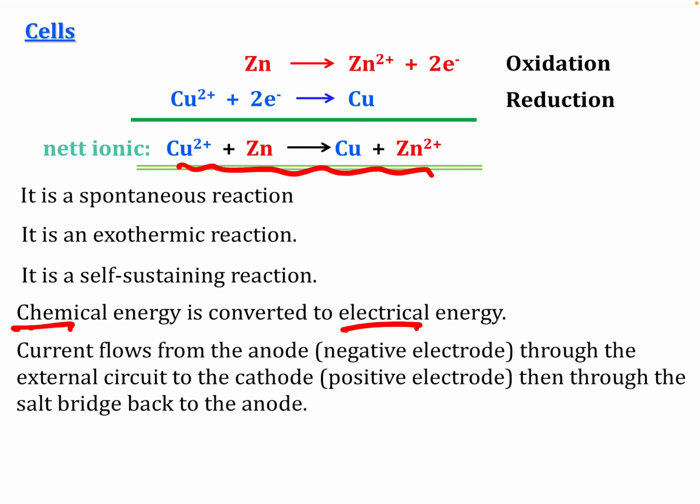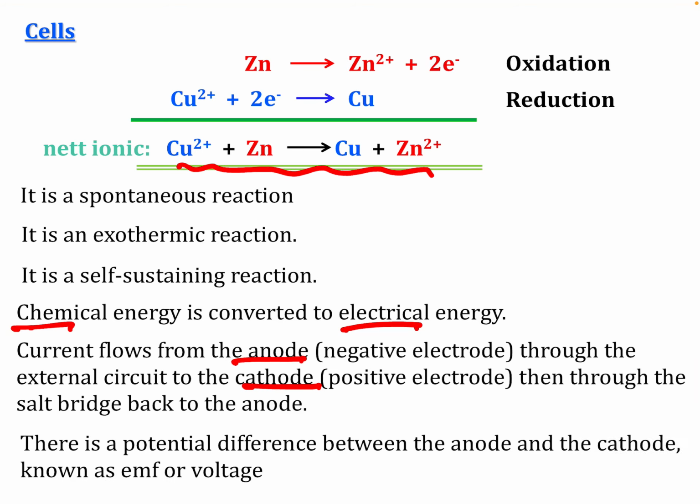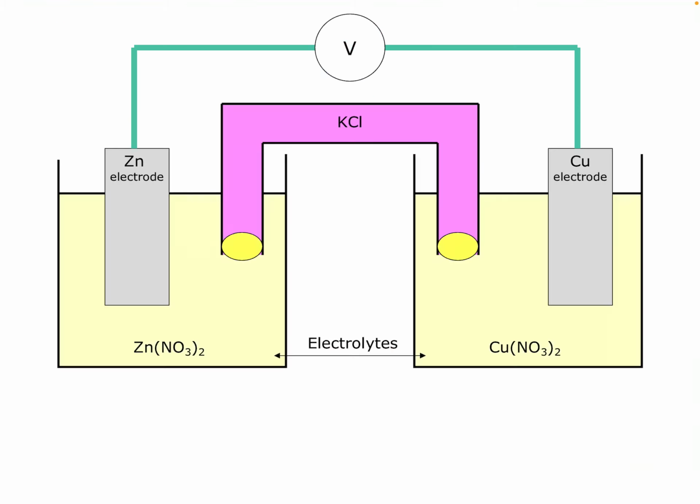Current will always go from the anode to the cathode, then through the salt bridge. And in the salt bridge, it's positive and negative ions that are moving. There is now a potential difference between the anode and the cathode. That creates our EMF. And we're actually going to talk about how to calculate the EMF, but that's for the next one.